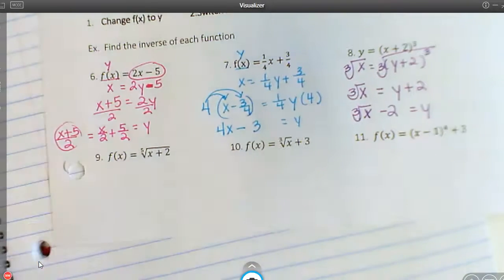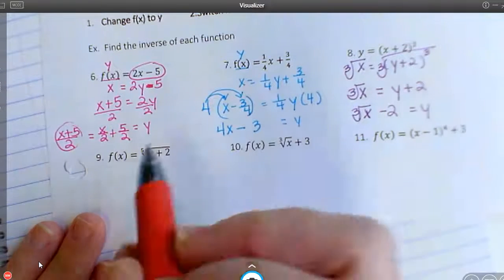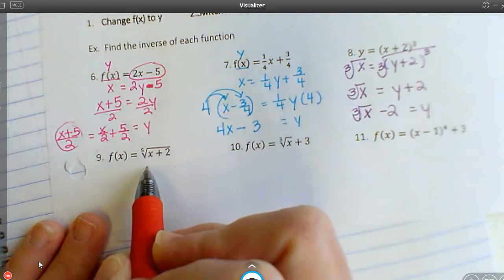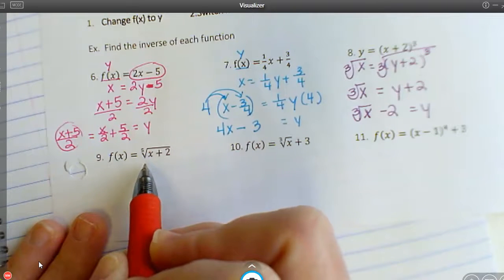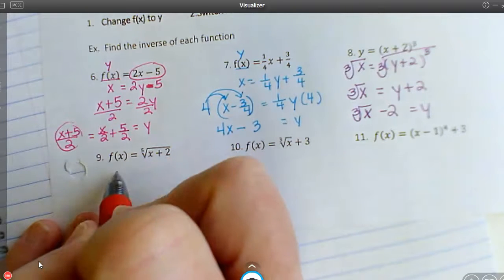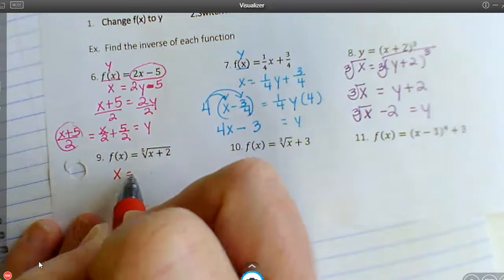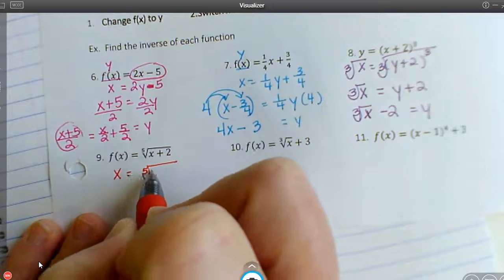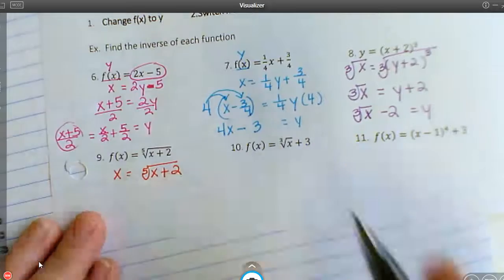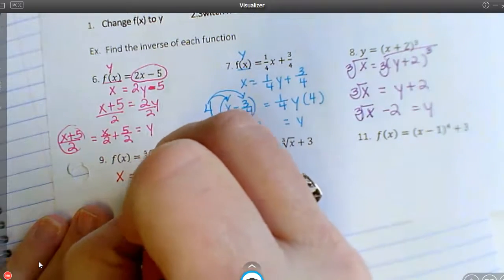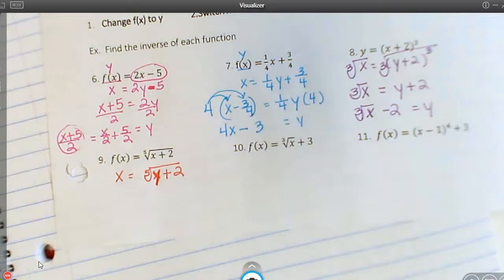Okay, number 9. Similar kind of problem, except we're starting with a root. So that means our answer is going to have a power. If the root is 5, the power is going to be 5. Okay? We still want to switch x and y. Remember, f of x is like y, so I'm going to change it to x. I forgot to switch that one. That one's supposed to be a y. Sorry about that.